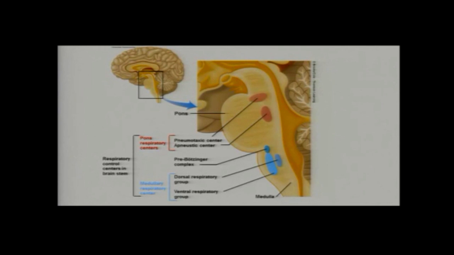Okay? Now, so what does the pons do? What do these two centers in the pons do? What they do is they start to adjust. They regulate breathing. They don't directly control it, they just regulate it. And they will adjust the rate and depth. They'll adjust the rate and the depth.